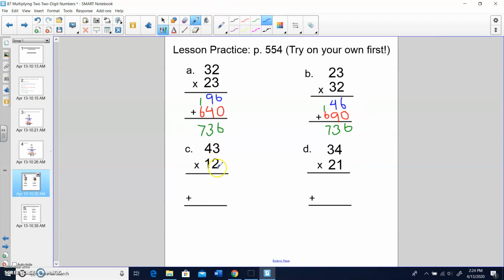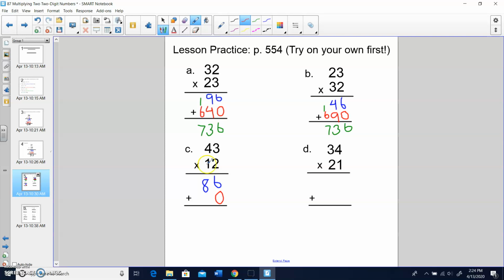Okay, multiplying the ones place first. 2 times 3 is 6, and 2 times 4 is 8. So I multiplied 43 times 2. Moving to the tens place, so I'm holding with a 0, so I can keep my tens in the tens column.